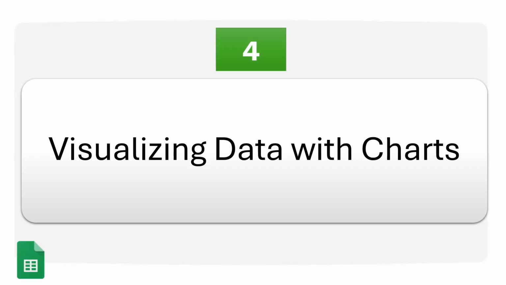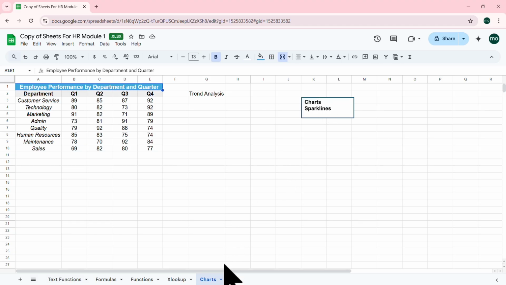For part 4, let's start visualizing data with charts. There's different types of charts that we can use. We'll focus on really 2 structures. We have data charts. We have another tool that's called a trend line. So let's head on over to the charts worksheet tab here.